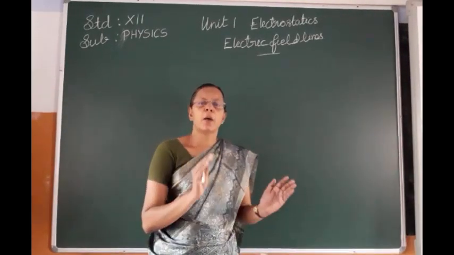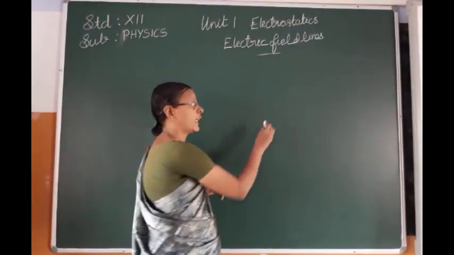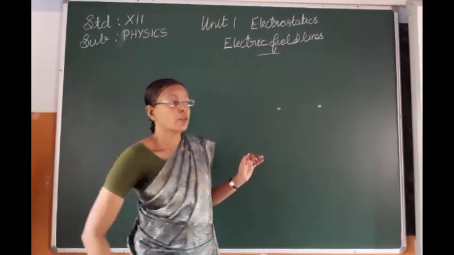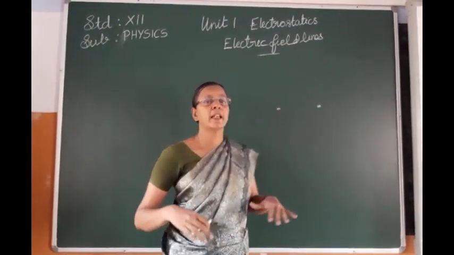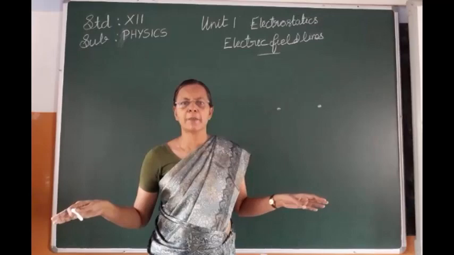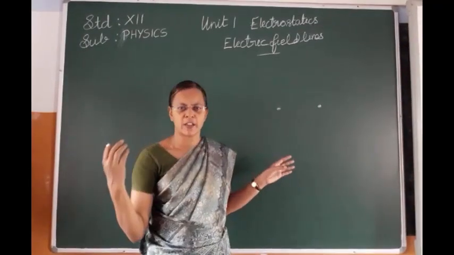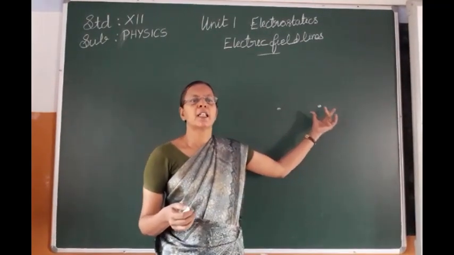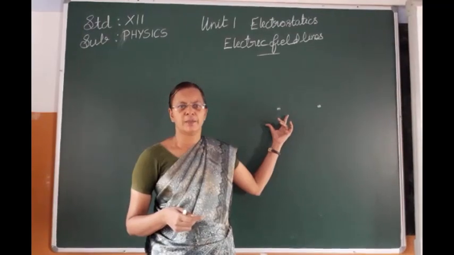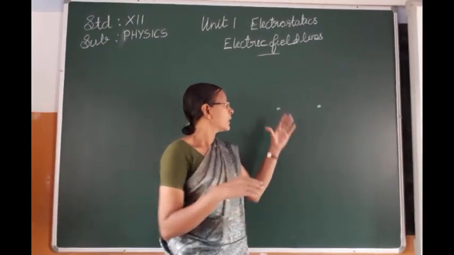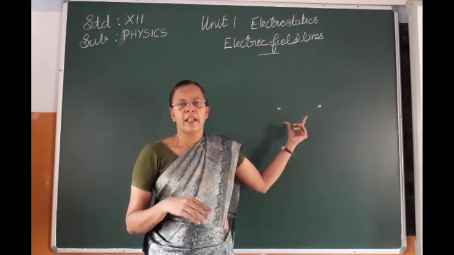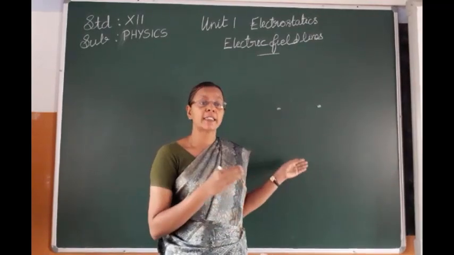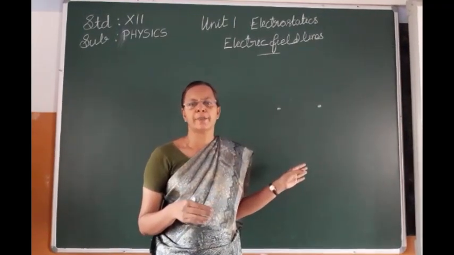Yesterday we learned about two charges. One charge we have taken as the source charge, another charge we have taken as the test charge. So we know the first charge is creating some lines of force around it. The test charge, from a particular distance, is detecting the source charge and experiencing the electric field from the source charge. So about those electric field lines we are going to learn today.